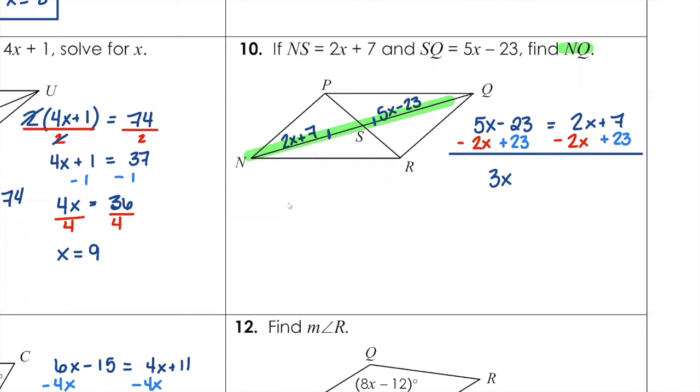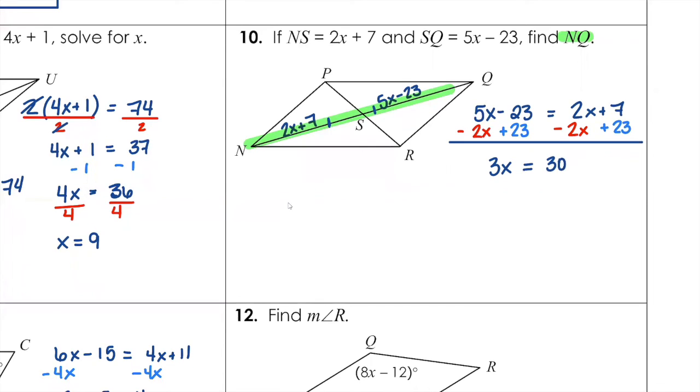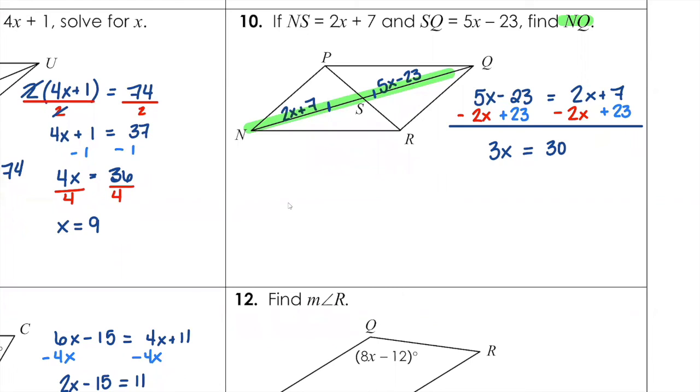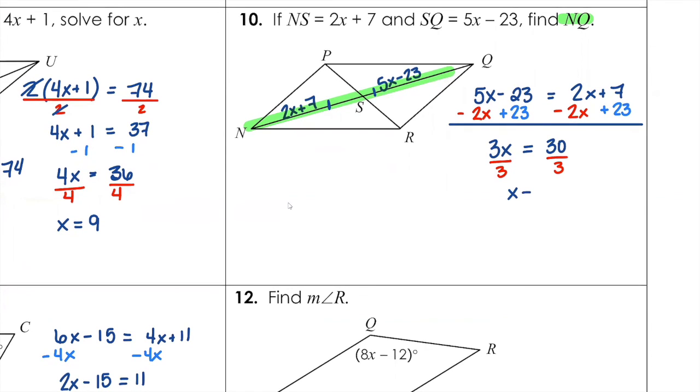So 3x equals 30. Divide both sides by 3. Oh, x equals 10. Good. But that's not what they wanted, is it? No. They wanted the full length of NQ.